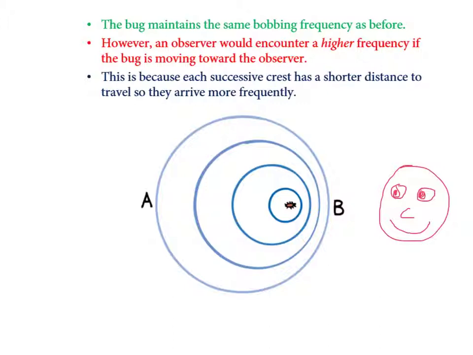However, if you're an observer in front of the bug, you would encounter a higher frequency than if you were behind the bug. This is because each successive crest has a shorter distance to travel, so they arrive more frequently. We can see that from this diagram when we look at wavelength. Wavelengths behind the bug are longer than the wavelengths in front of the bug. So if you're an observer sitting in front of the bug, you're going to be hit with wave crests more frequently than if you were behind the bug.